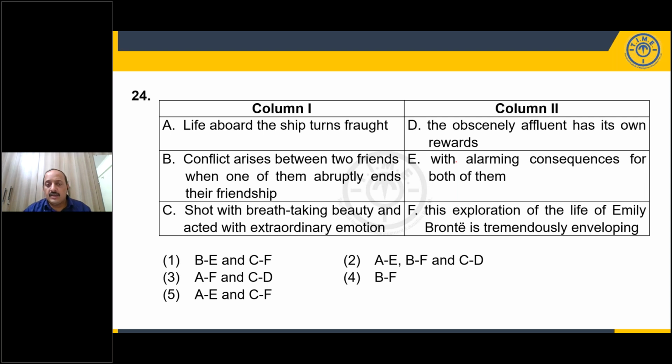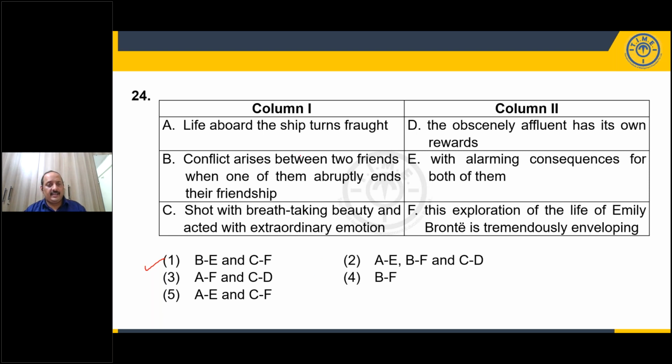Let's check CF. Shot with breathtaking beauty and acted with extraordinary emotion, this exploration of the life of Emily Bronte is tremendously enveloping. So this is also fine: this documentary or movie has been shot with a lot of beauty and acted with a lot of emotions. It's very enveloping or absorbing. One can't stop thinking about it. So option number 1, BE and CF, seems to be fine.